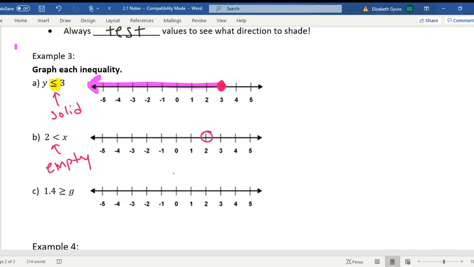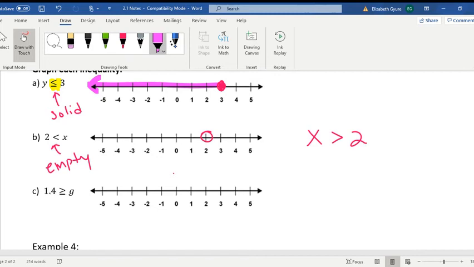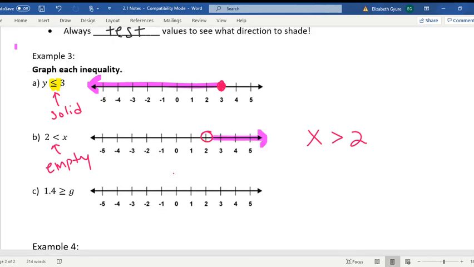Now, I got a little bit of an issue. What's my issue with how this is written? What don't I like about the order here? I do not like that the variable is on the right. Do you guys like that the variable is on the right? No, probably not, right? So when the variable is on the right, what do you think you can do? You can flip it, but if we flip it around, are we allowed to keep our sign going the same direction? No, you got to flip the whole thing around. So we're going to rewrite this as x is greater than 2. It means the same thing, but doesn't that make a lot more sense when you look at it? Okay. So now x is greater than 2. What are some numbers that are greater than 2? 3, 4, 5. So we want to shade in that direction, which would be to the right.